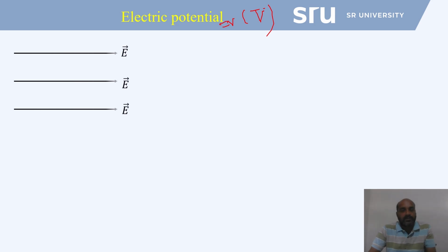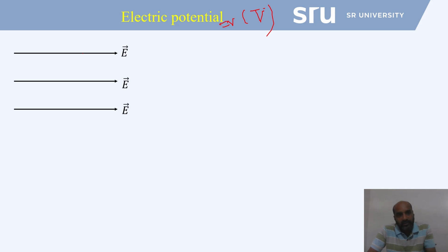Another way to understand non-contact forces is electric potential, capital V. We'll try to explain the concept of electric potential. For that, first we'll consider a uniform electric field. Uniform in the sense that at any point, the magnitude of the electric field intensity will be the same, and they will be in the same direction. All these lines will be in the same direction.